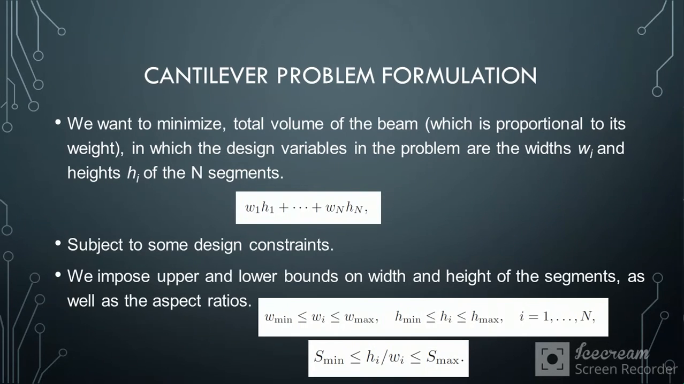Also, we put some constraints on width, height, and their aspect ratio. The constraints are upper bound and lower bound of the width, upper bound and lower bound of the height, and upper bound and lower bound of the aspect ratio. And these constraints look like this: the width, height, and aspect ratio.